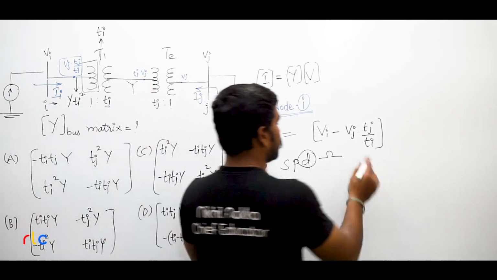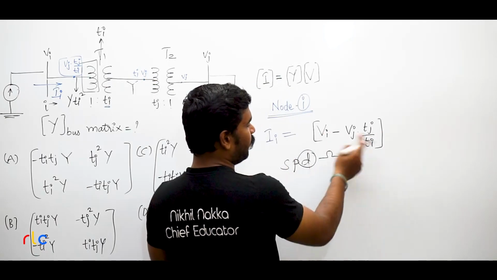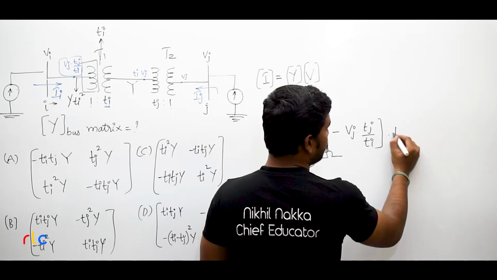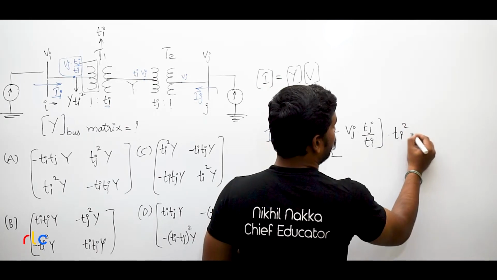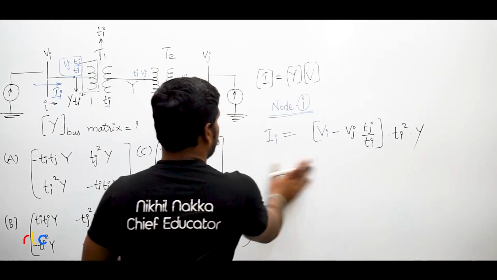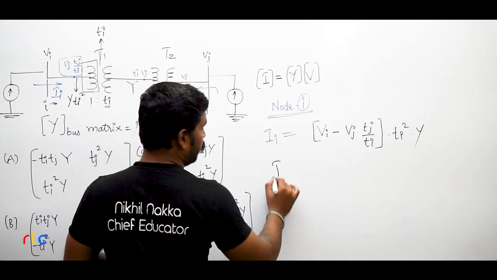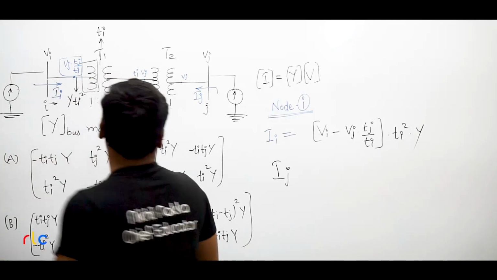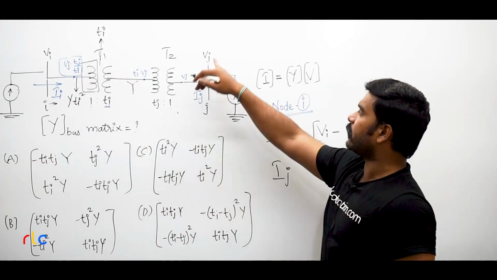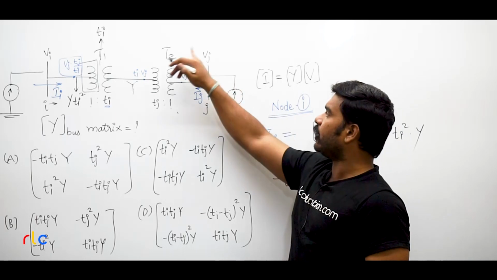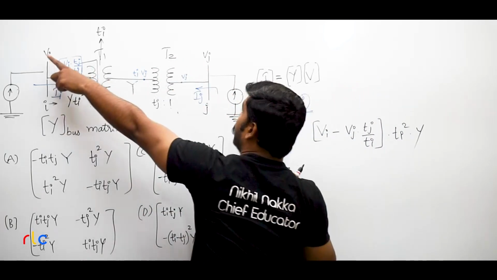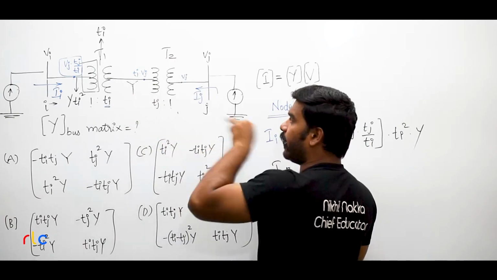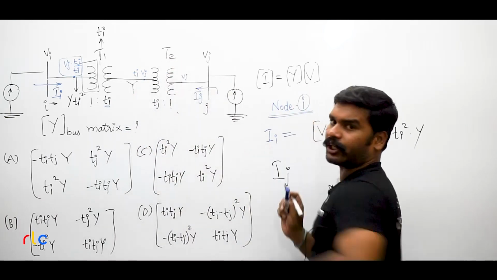So it is circulating between a potential difference of Vi minus Vj into Tj by Ti, into admittance Ti square into Y. Right? Now we will write down the current Ij. Now current injected is Ij here. What is this Ij circulating between? It is circulating between voltage Vj and the other end voltage Vi as shown by the transformer T2 on this side, and it is circulating on an admittance of Y as shown by the transformer T2.